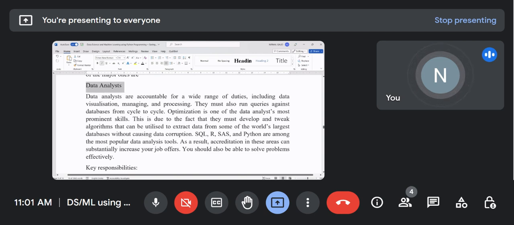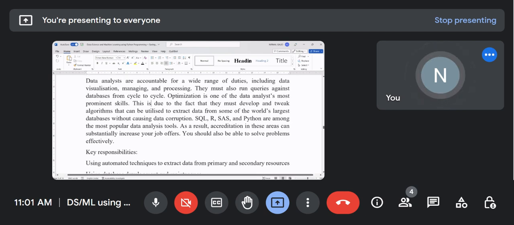The first job role is the data analyst. As I told, an analyst is a person whose duties are to perform visualization of the data, manage the data, and perform processing of the data. That means analysis of the data, basically. This is the job role of the data analyst. That means they perform optimization by using their skills.